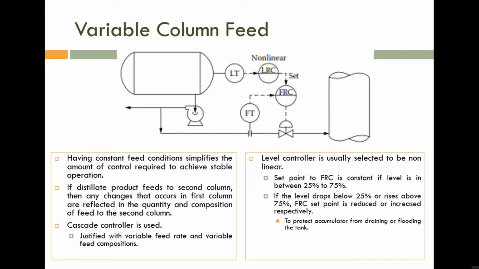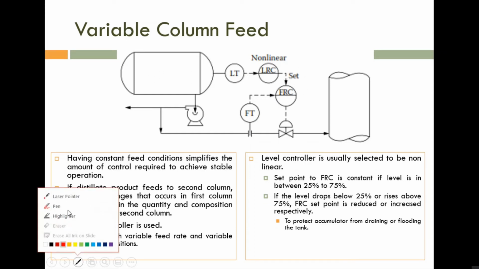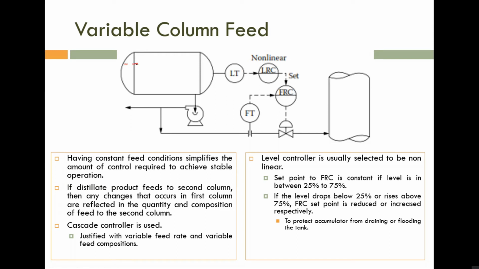Please note, normally the level controller is giving a constant control output, or it is giving a constant set point to FRC if level inside the accumulator is in between 75% to 25%. If level is varying between 75% to 25%, the set point of FRC is constant. Means that variation of level is not considered. The variation of level within 25% to 75% is not considered seriously.